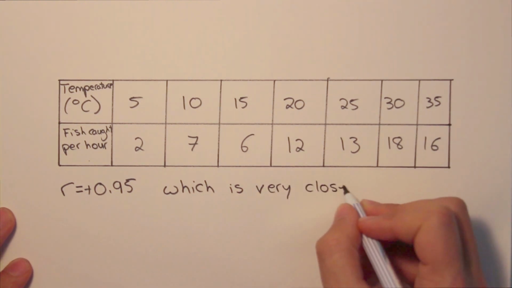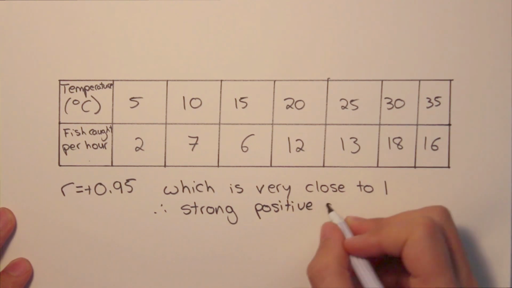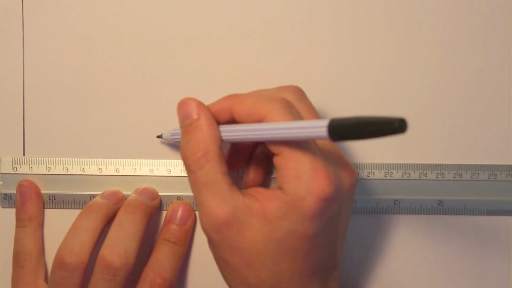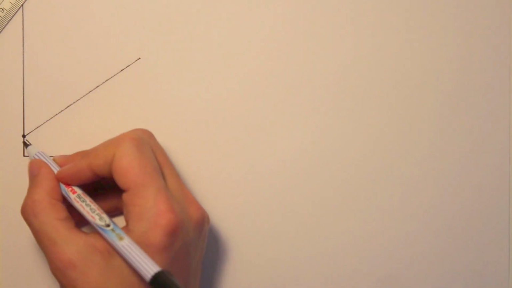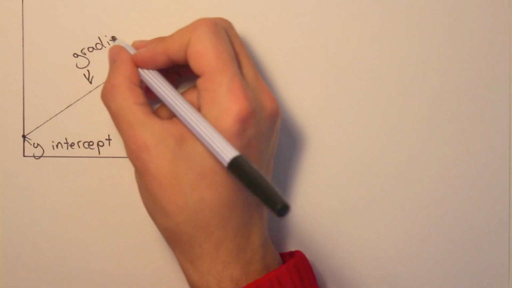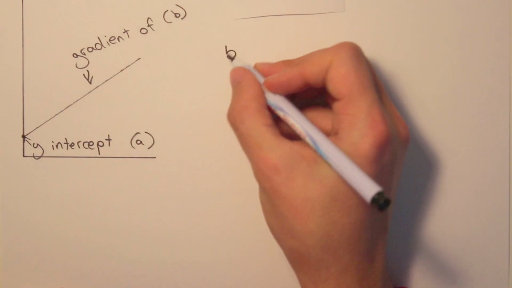This means that there is a very strong positive correlation between the two values, and therefore the number of fish caught increases with the temperature of the water. Now we will move on to lines of regression. These are essentially highly accurate lines of best fit, and they come in the form y equals a plus bx, where b is the gradient and a is the y-intercept. We can calculate a and b using the following formulae.